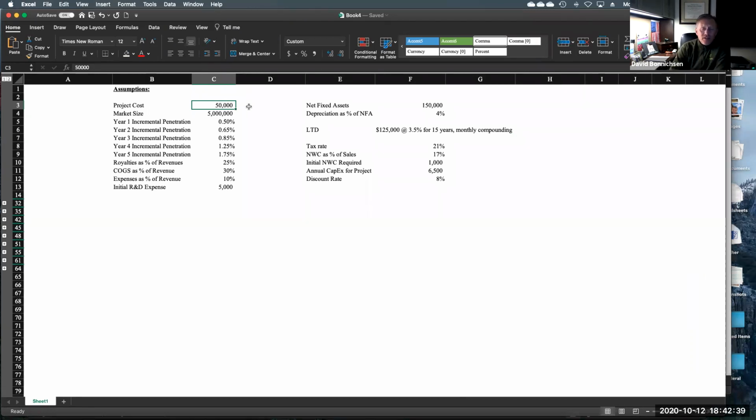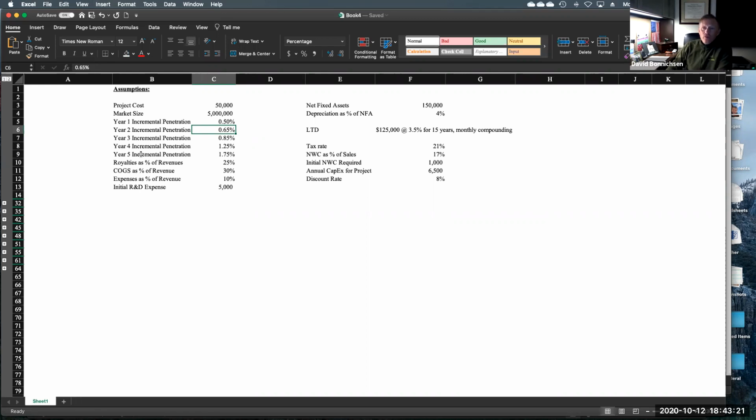If we invest $50,000 into a market size of roughly $5 million, we're going to do a 5-year projection. Within each of these next 5 years, we've got some incremental market penetration rate. In year 1, we penetrate the $5 million market by 0.5%. In the second year, in addition to the year 1 rate of 0.5%, we add another 0.65%.